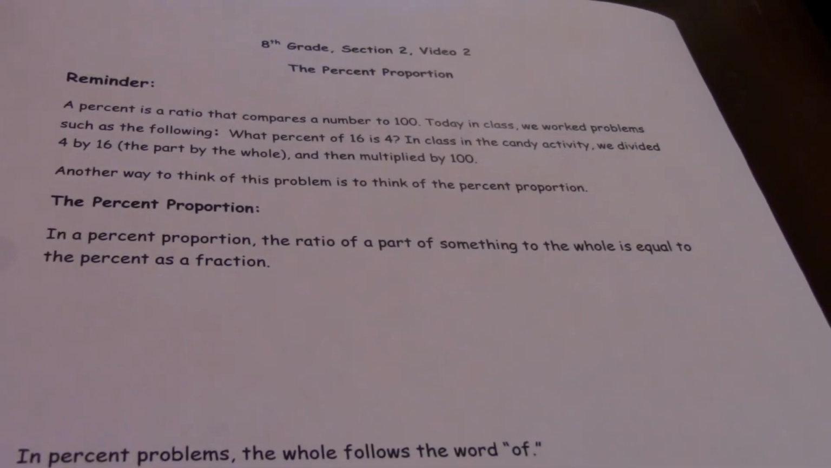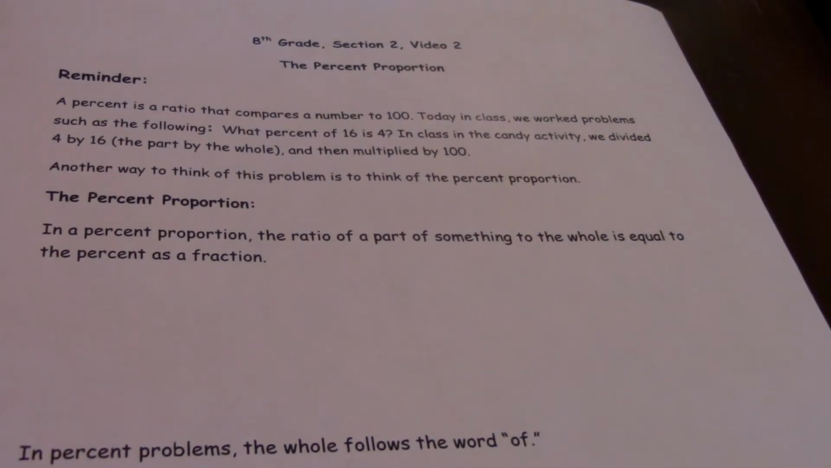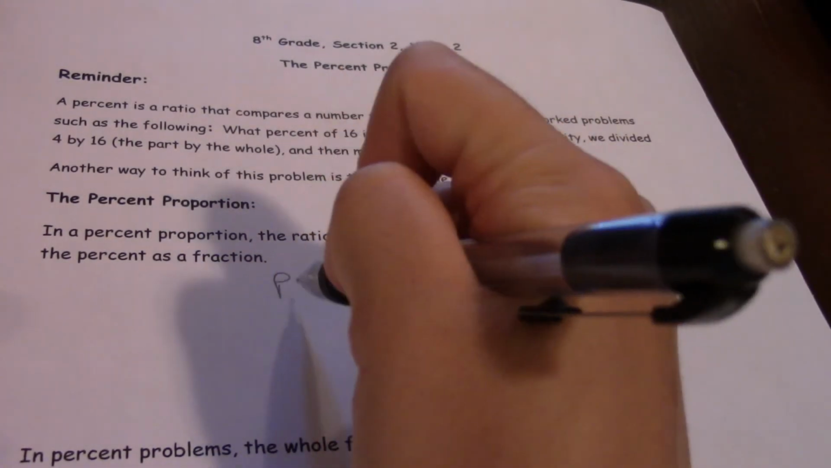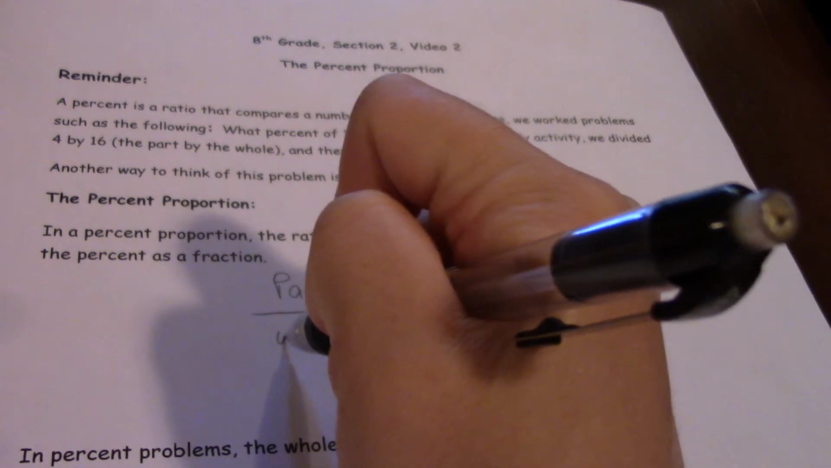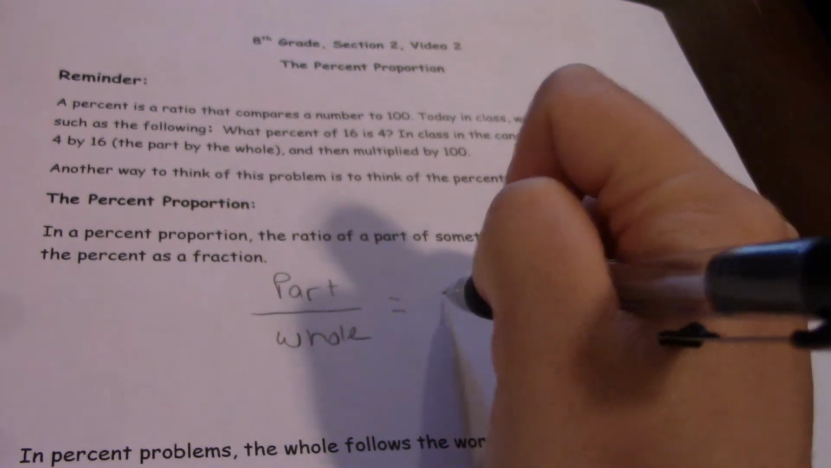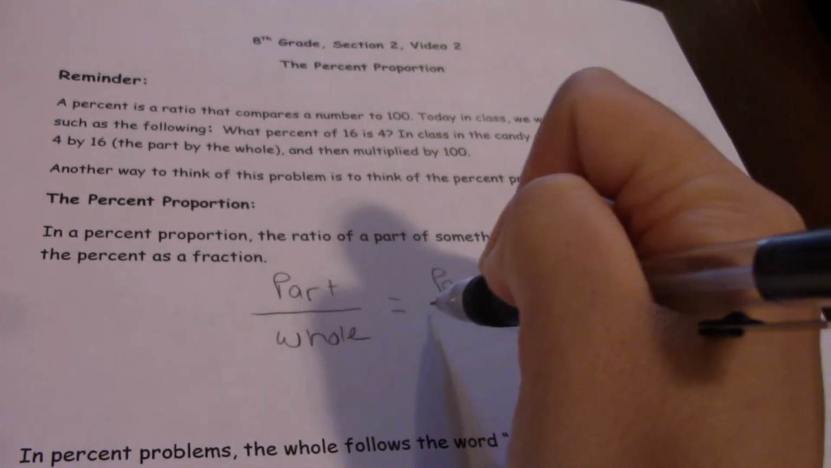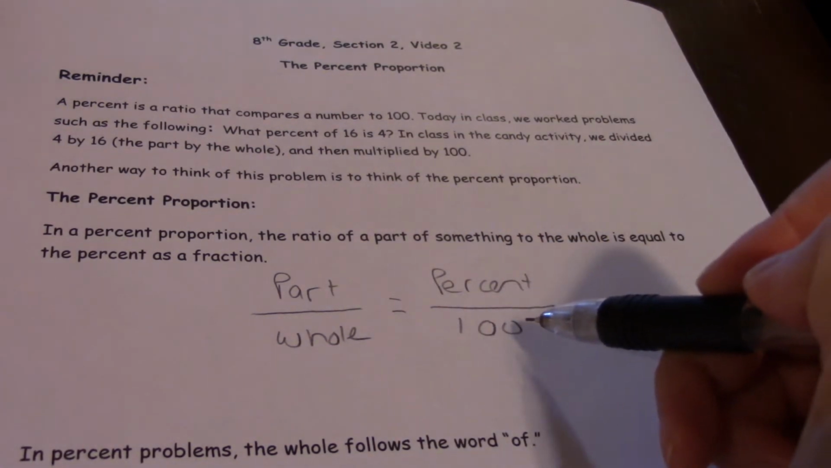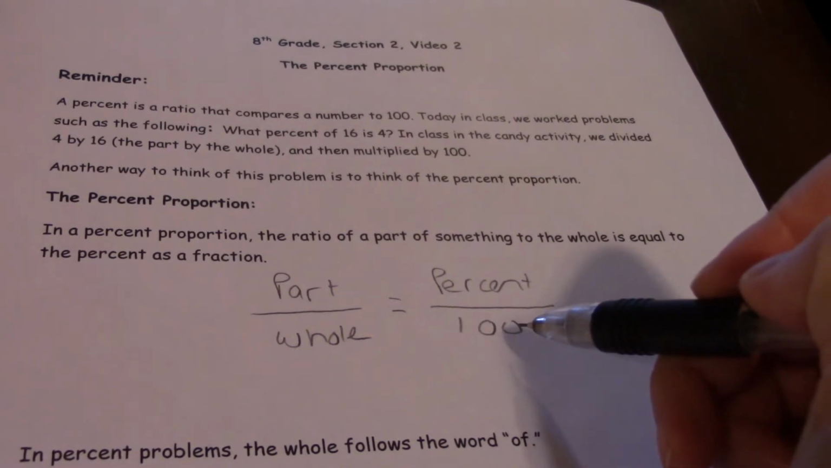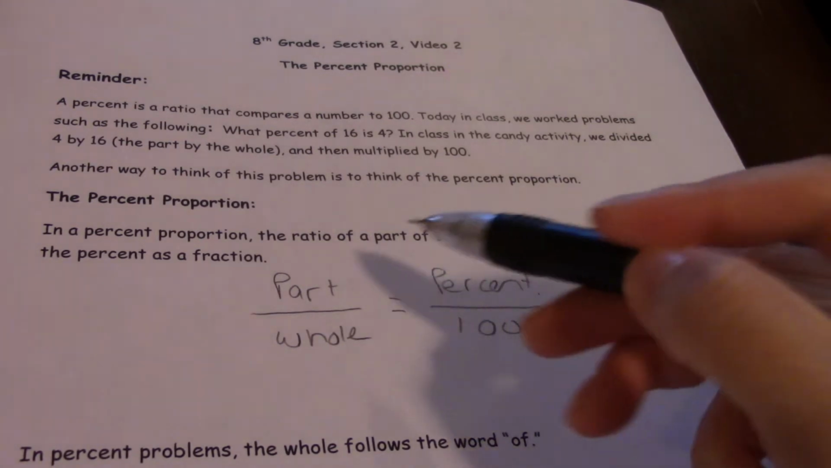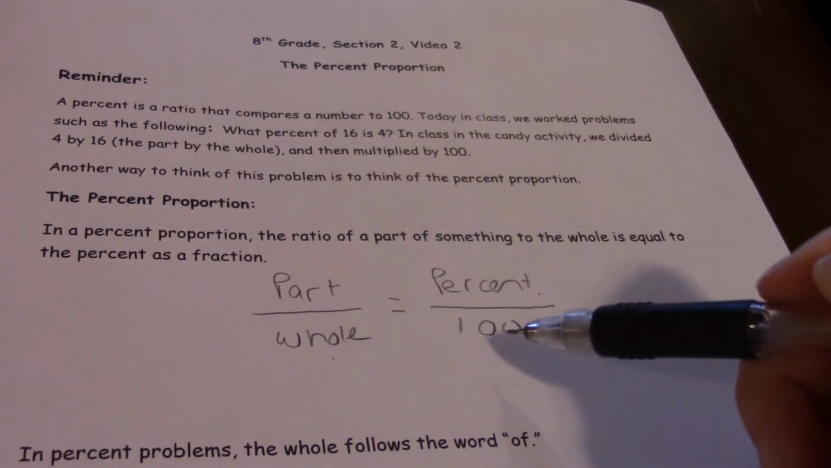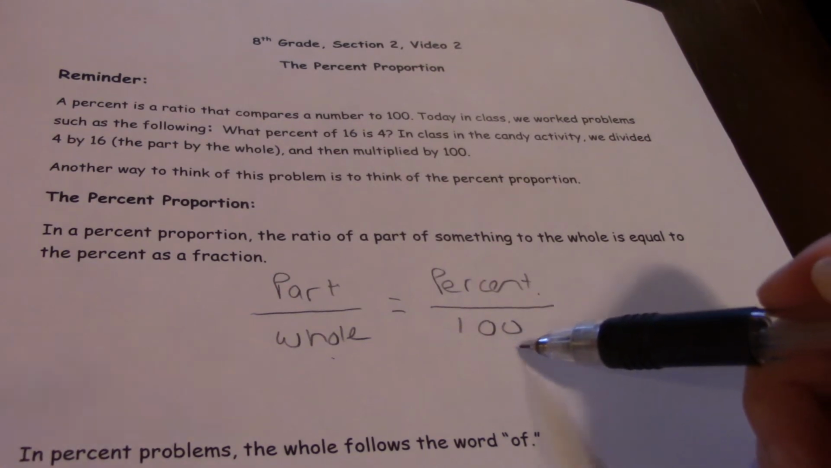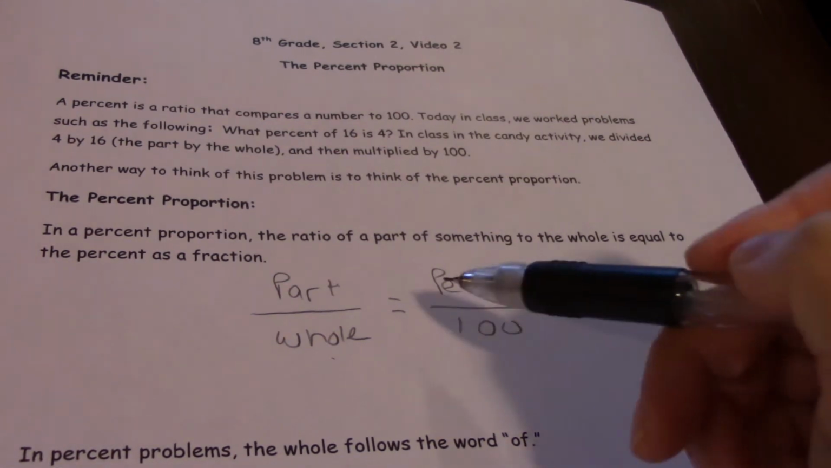In the percent proportion, the ratio of a part of something to the whole is equal to the percent as a fraction. So it looks like this: part over whole is equal to the percent. We basically used this proportion today without really realizing it, because in the candy activity you had to solve for the percent. You divided the part by the whole, and then to solve for percent, you multiplied by 100.